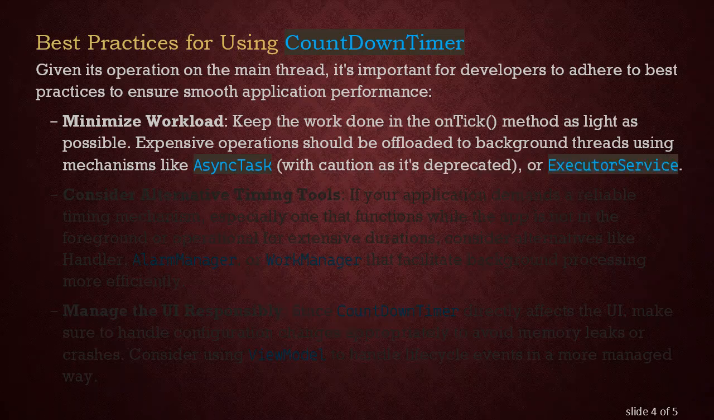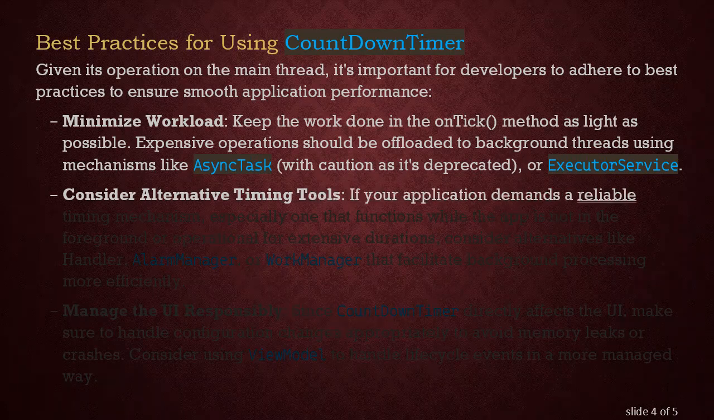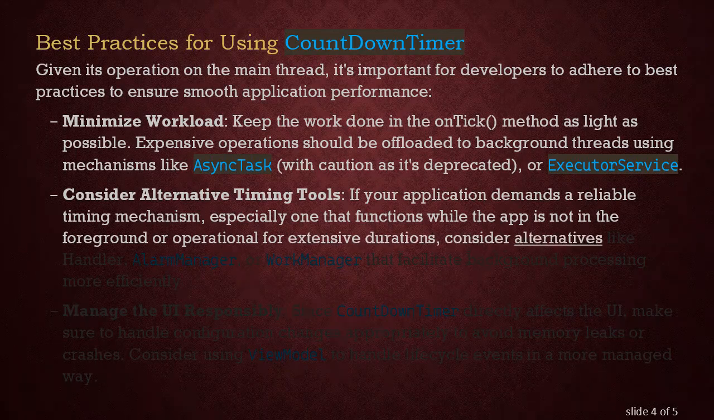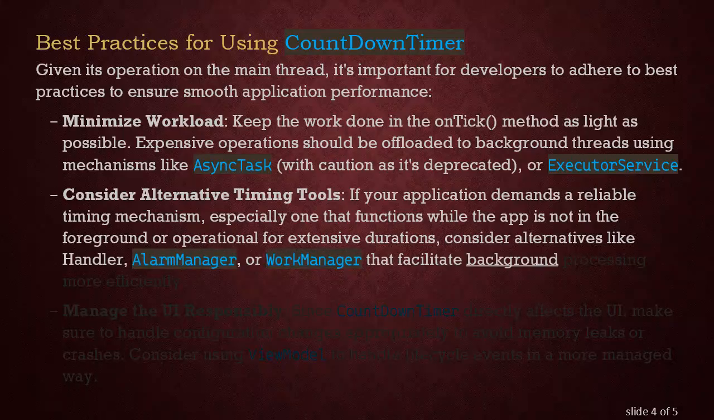Consider alternative timing tools if your application demands a reliable timing mechanism, especially one that functions while the app is not in the foreground or operational for extensive durations. Consider alternatives like Handler, AlarmManager, or WorkManager that facilitate background processing more efficiently.